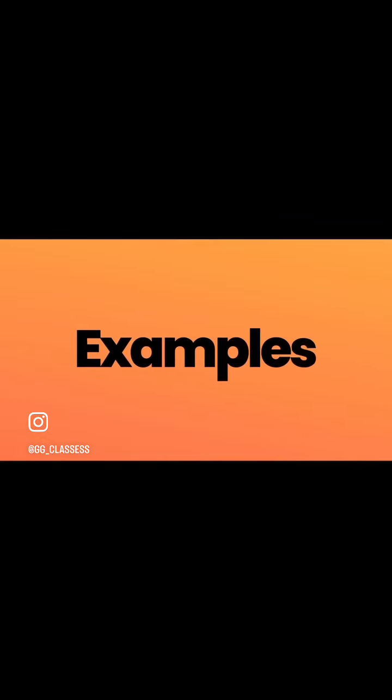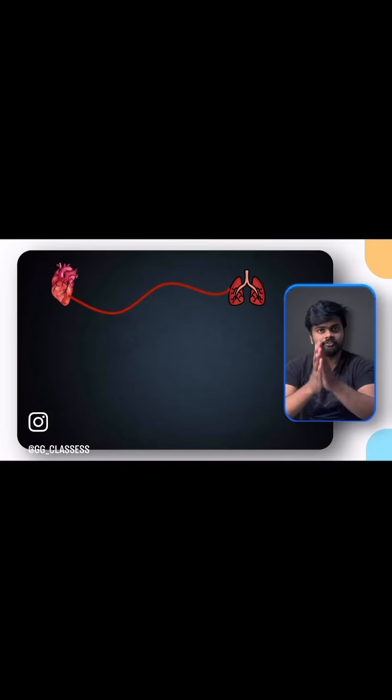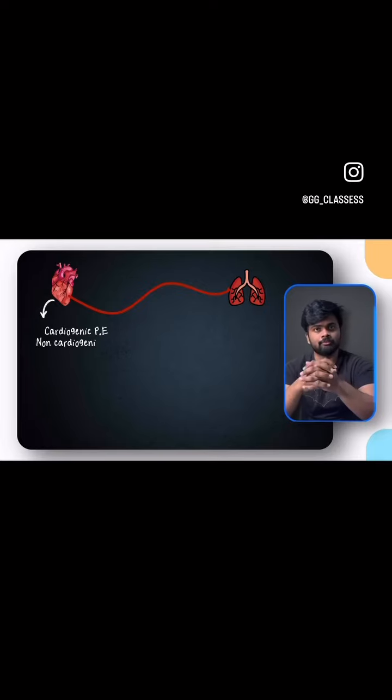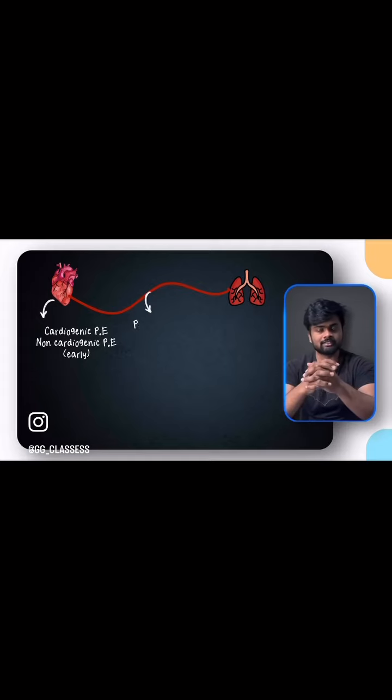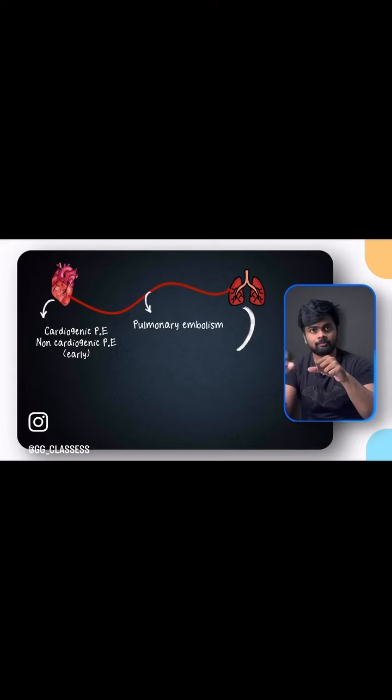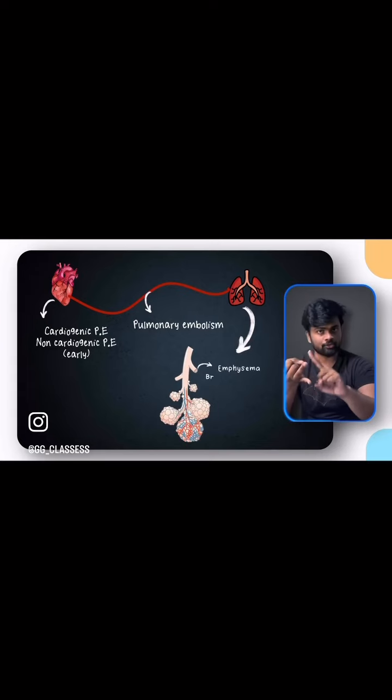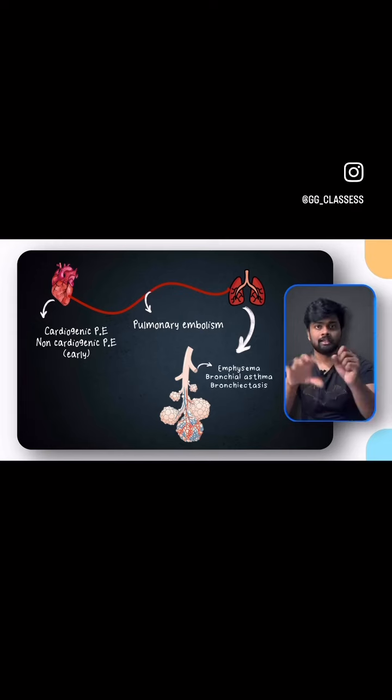Now let us understand the examples of type 1 respiratory failure with the help of this diagram. Here the heart represents cardiogenic pulmonary edema and non-cardiogenic pulmonary edema. Of the non-cardiogenic pulmonary edema, only the early cases come under this type 1 respiratory failure. I will say the reason why. Similarly, the blood vessel represents pulmonary embolism, and this alveolar apparatus part represents the obstructive lung diseases, which constitute emphysema, bronchial asthma, and bronchiectasis. Similarly, the alveoli represent diffuse alveolar hemorrhage, and the pleura represents pneumothorax.